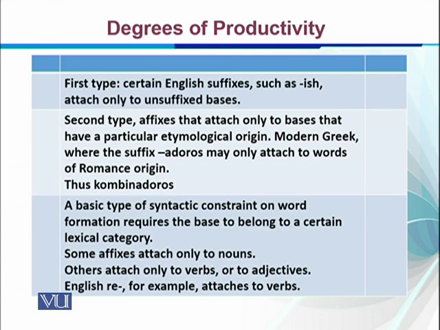Second type, affixes that attach only to bases that have a particular etymological origin. In modern Greek, the suffix doros may only attach to words of Romanist origin, thus combine doros. A basic type of syntactic constraint on word formation requires the base to belong to a certain lexical category. It should be a noun, a verb, an adjective, etc. For example, the prefix re is attached to verbs, not to nouns.